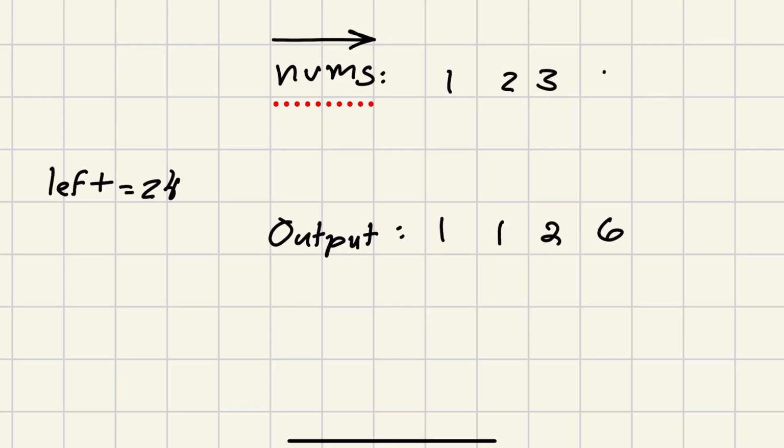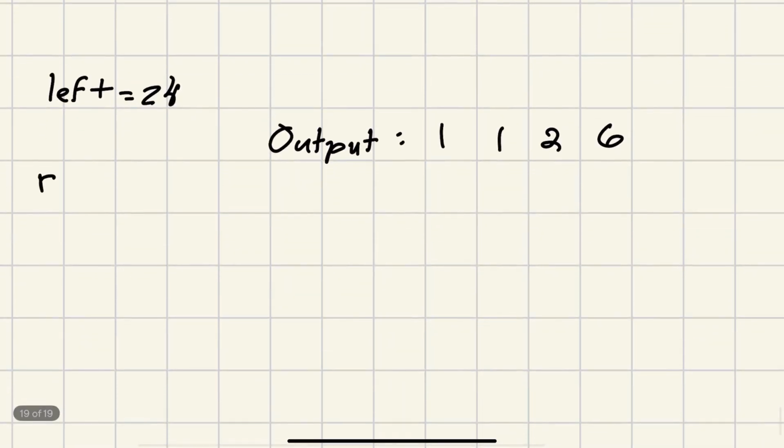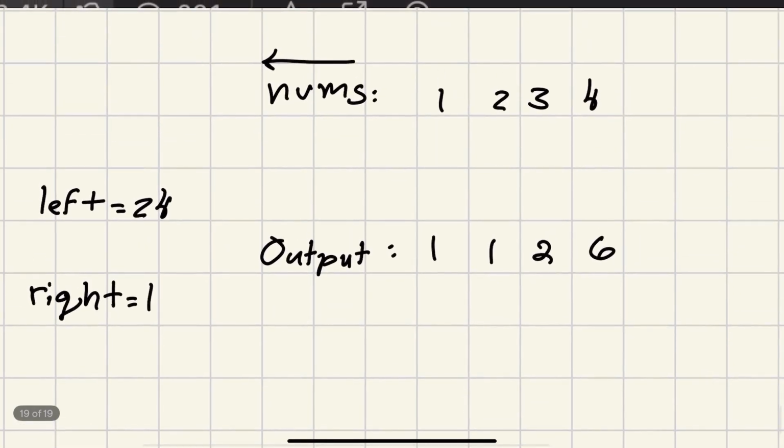Okay, now how do we take into account the right? Well, we do the exact same thing. We traverse it, but in the backwards direction. So we have some variable right, and that starts at 1. Okay, now we have this, and we're going to multiply it by everything to the right of 4, which is just this. Okay, so it stays at 6. Now we're at 2. We want to multiply it by everything to the left of 3.